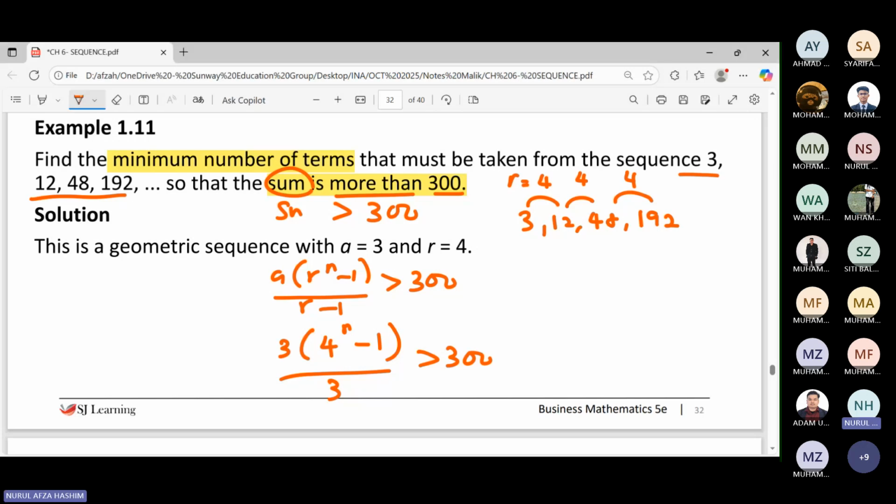Okay. So how do you simplify this one? Anyone have any idea to simplify? Oh, no one. Betul. Ada? Huh? Madam, macam mana? First step saya dapat yang more than 300 tu jadi more than 900, madam.